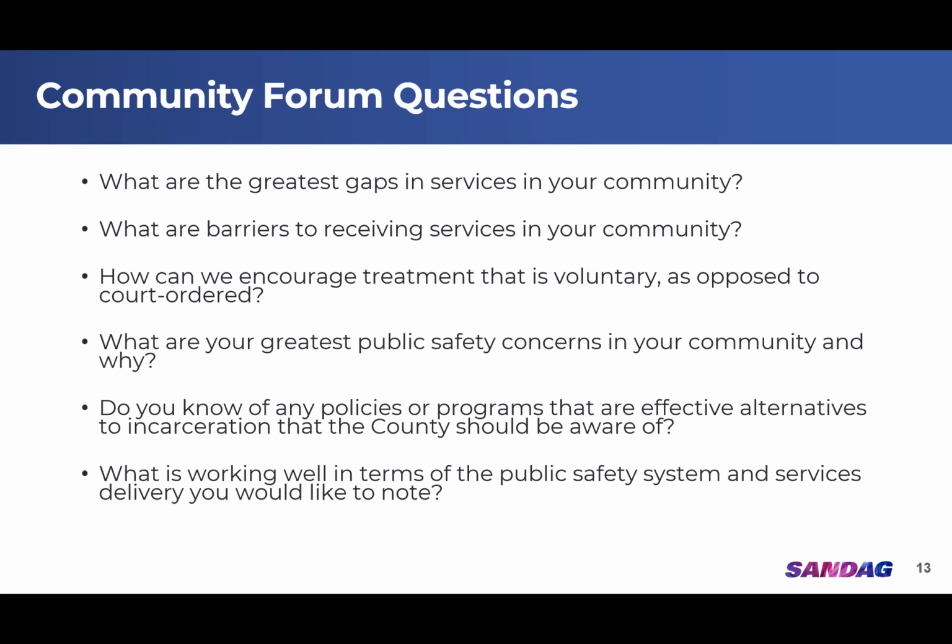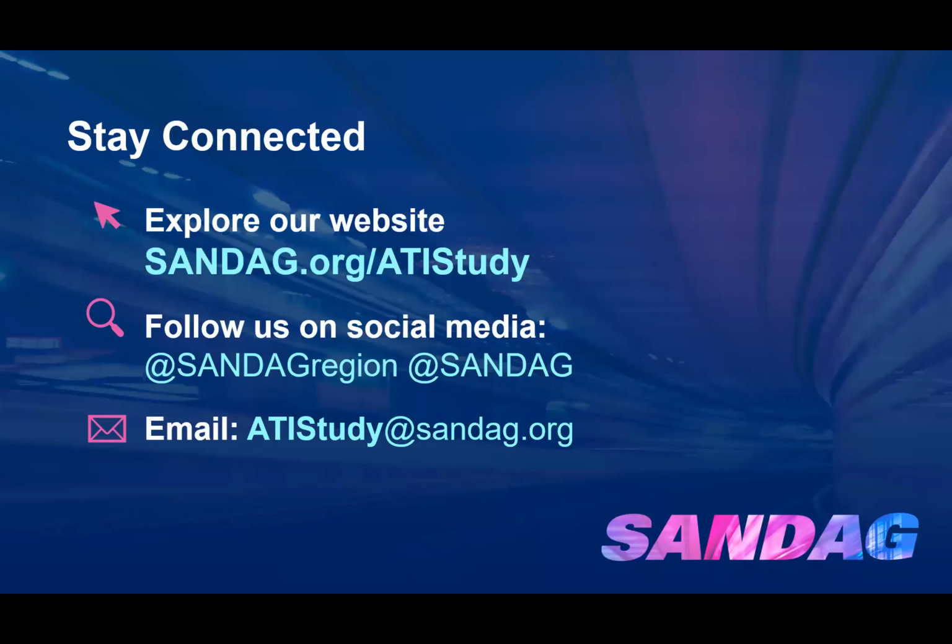Looking at how we engage people into treatment when it may be voluntary, whether that's for substance abuse, mental health, or homelessness, if there are ideas or proven programs that you're aware of. If you'd also like to share any concerns you have about public safety, that is another question we had on the survey and that we wanted to include here. If you know of any policies or programs that are effective alternatives to incarceration that we should research further as part of our best practices review. And then we also just wanted to give people an opportunity, if they think something is working well, to give a shout out. So we're not only focusing on what isn't working, but also what is working.